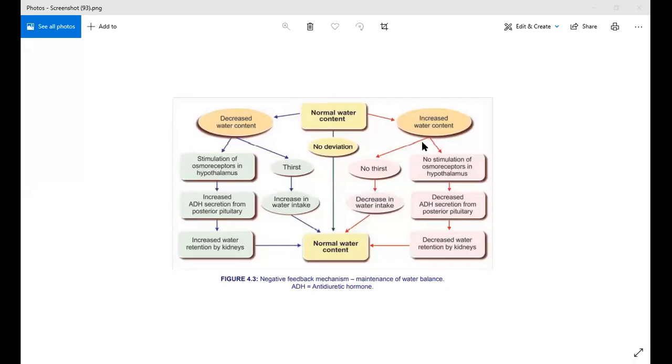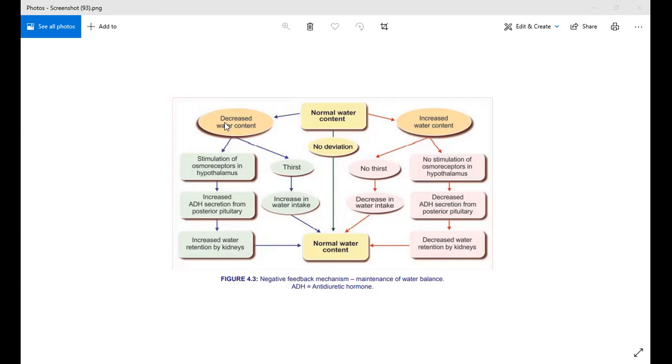So here in this picture, you will see water regulation. This is normal water content. Now, imagine there is a decrease in water content. And we said three main things can lead to a decrease in water content. Maybe you don't drink enough water, or you are sweating a lot, or you eat a lot of salt, or you urinate a lot. So there'll be a decrease in your water content. Or even if you have diarrhea, you could lose a lot of water from your body. So let's assume that there's a decrease in your water content.